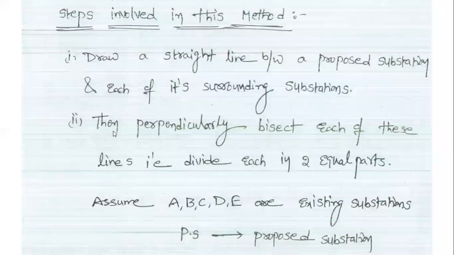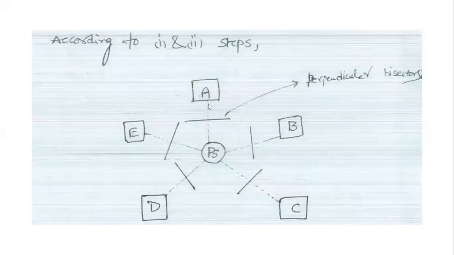Next, draw the perpendicular bisector of each of these lines, dividing each into two equal parts. This is the perpendicular bisector. How will we draw it? It will be drawn at exactly half of this line. This is one perpendicular bisector and this is the other. The distance between the possible substation and the particular load center and the perpendicular bisector is equal.